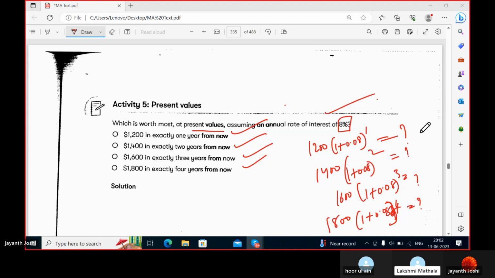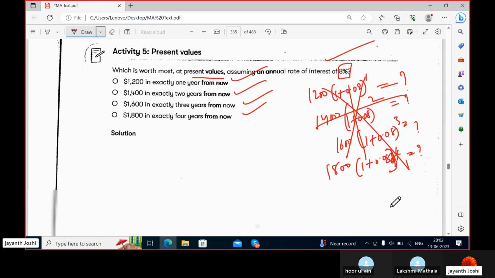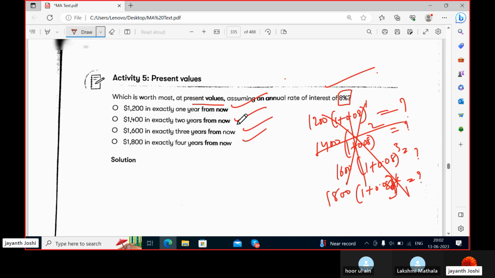I got 2448.88. No, actually, just a second. I think I did some mistake. The mistake is they're not asking the future values, they're asking the present values. Oh my god, I'm extremely sorry, just a second. Just a small correction.